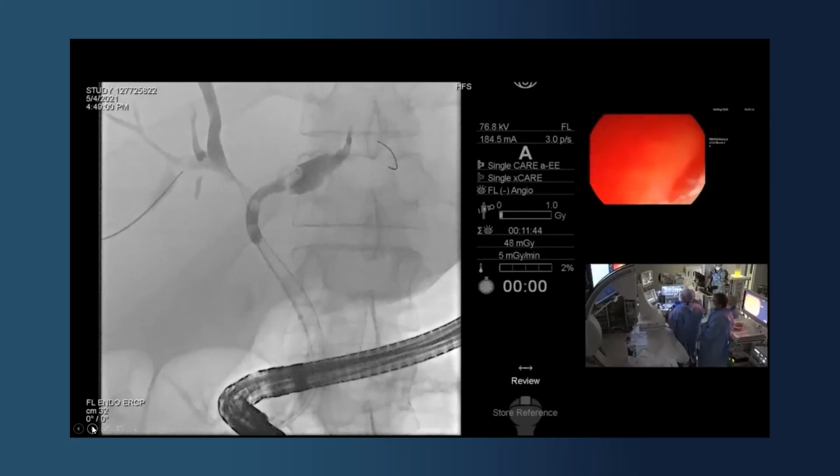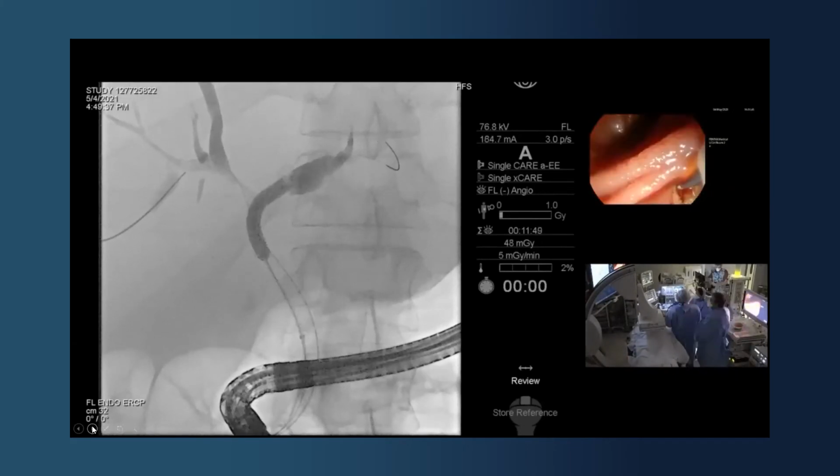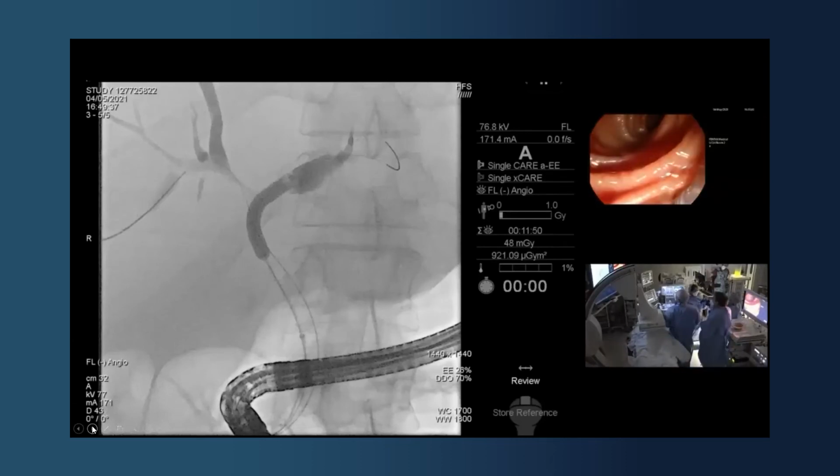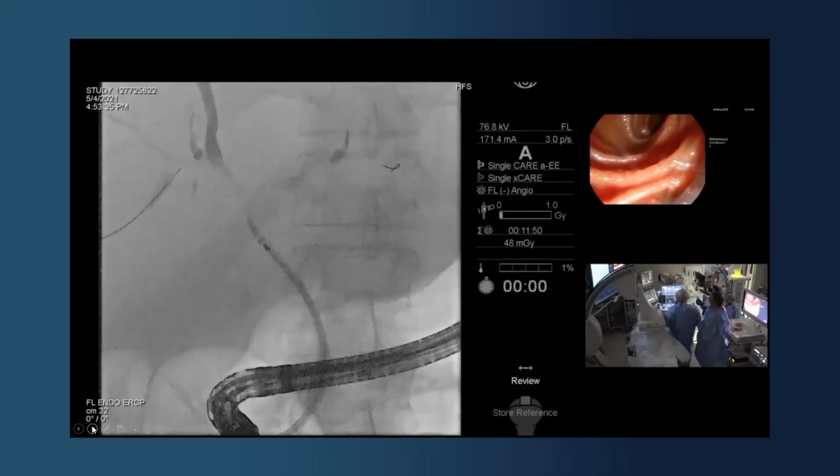Nice. Very nice. Lovely, beautiful. So now we go with the 10 centimetre, 10mm Cook Evolution uncovered metal stent. Very nice. Okay, screen, please. Let's stay up close and personal.